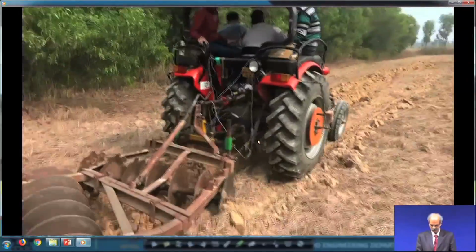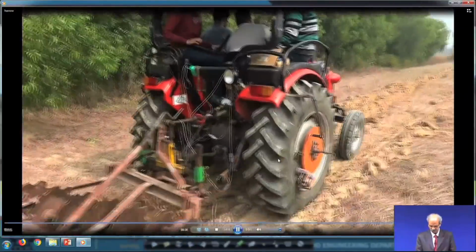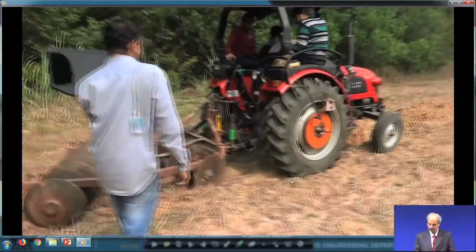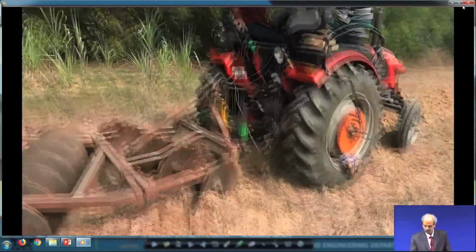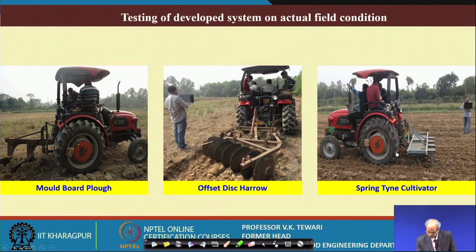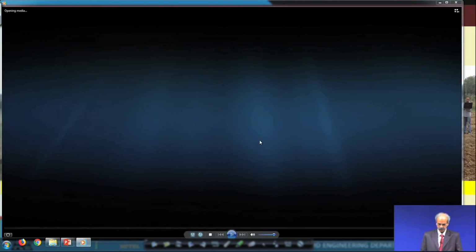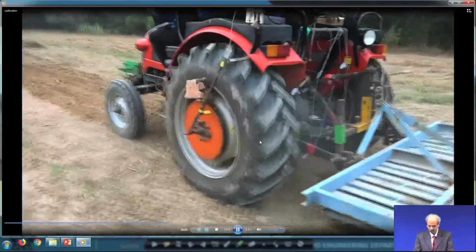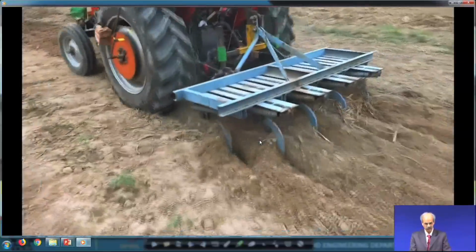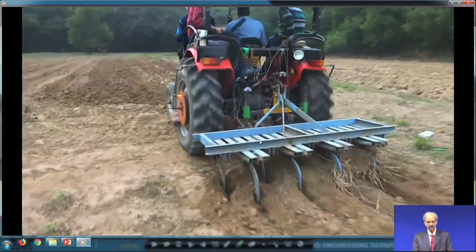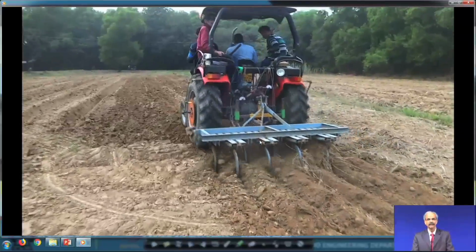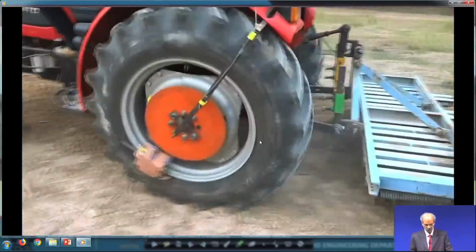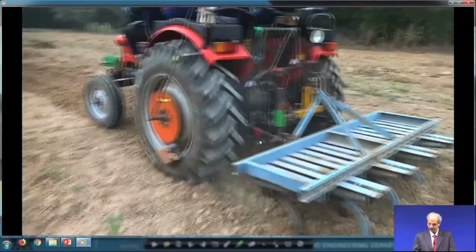You can see here where it is. Now, you can see an arrangement with respect to a cultivator. You can see a cultivator being used in the field, and we are in a position to measure this. Now, this is to show you that all these equipment can be used, and then we can have this information collected by using the instrumented tractor.